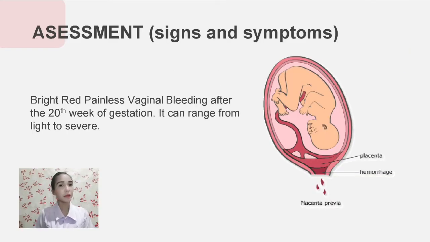So according to Gaiman, bleeding is the primary symptom of placenta previa and occurs in the majority, 70% to 80%, of women with this condition.